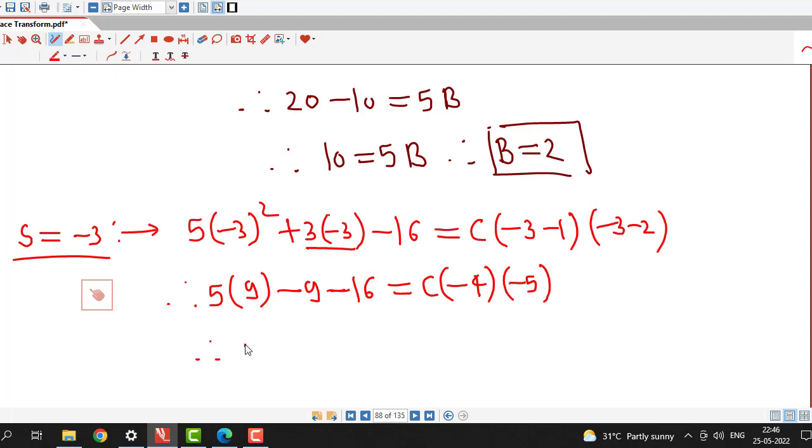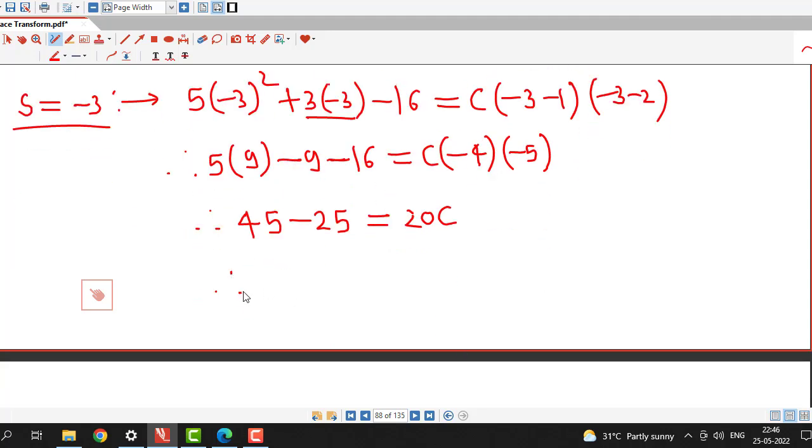So this is going to be 9 into 5, 45, and 16 plus 9, that is 25, and this is minus 4 into minus 5, that is 20c, and 45 minus 45, 0, and 20 equal to 20c. Therefore we have obtained c equal to 1.